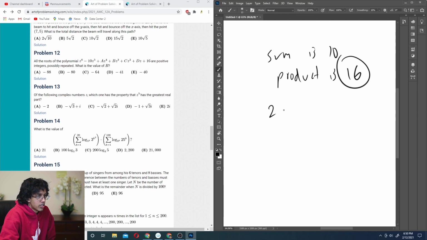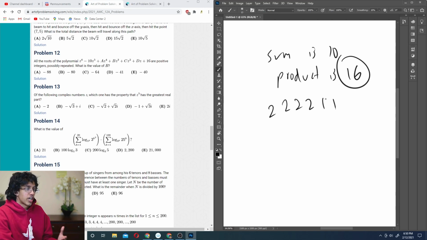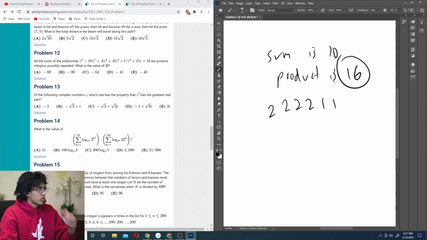It has to be 2, 2, 2, 1, and 1 are the roots, right? That's the only way to get a product of 16 and a sum of 10. So then B is just the three-way product, right?